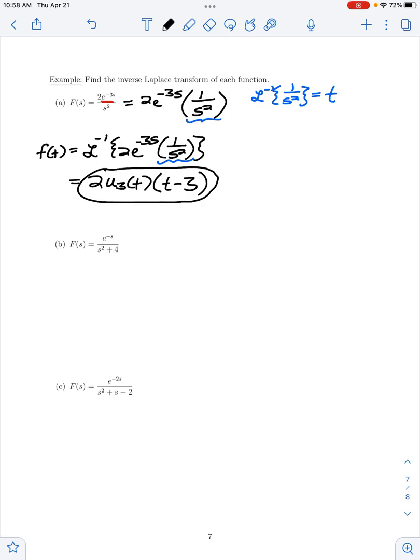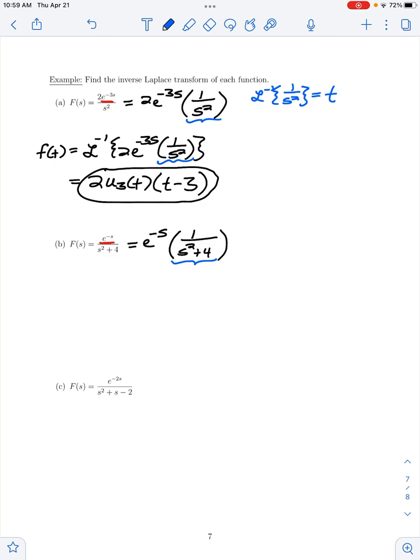So let's look at another one. In part B, I have f of s is e to the negative s over s squared plus 4. And right away, as with part A, this exponential term sort of jumps out at us. We know we're going to try to use our new theorem. And to use it, let's think about rewriting this as an exponential e to the negative s times some function, 1 over s squared plus 4. And then I need to find the inverse transform of whatever comes after that exponential.